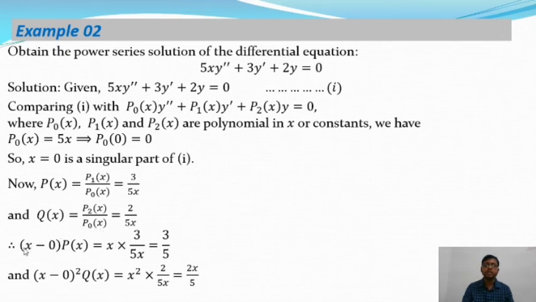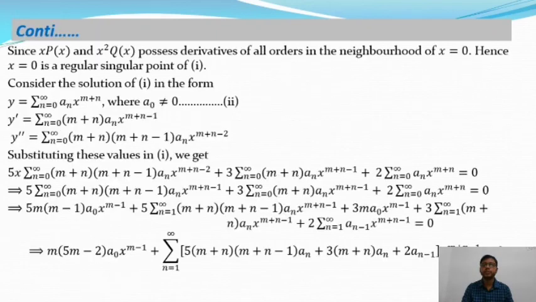Okay, so therefore (x − 0)p(x) gives 3/5, and (x − 0)² q(x) gives 2x/5. So x·p(x) and x²·q(x) possess derivatives of all orders in a neighborhood of x = 0. That is first order, second order, third order, fourth order, all derivatives exist in a neighborhood of x = 0. So x = 0 is a regular singular point of equation 1.